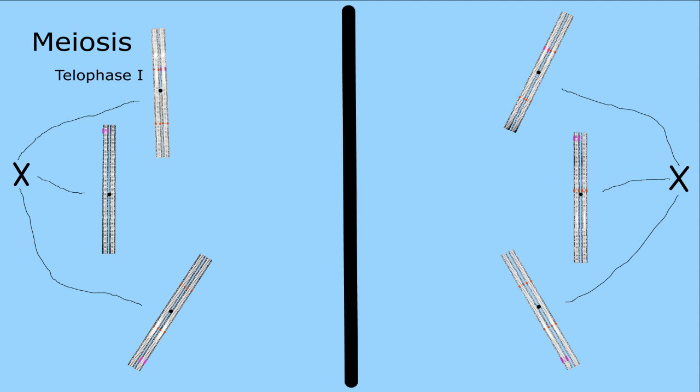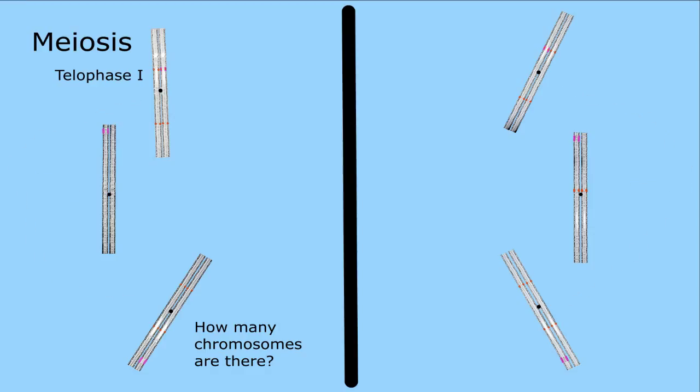We are now in meiosis 2. How many chromosomes do we have now? Once again, we can determine this by counting the centromeres. This cell contains 3 centromeres and therefore 3 chromosomes. The same can be said for the other cell.